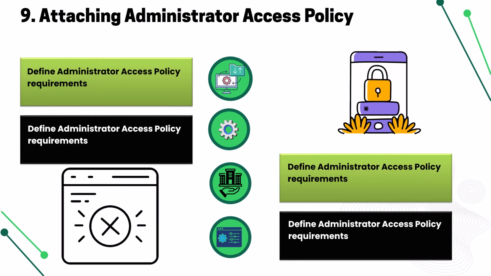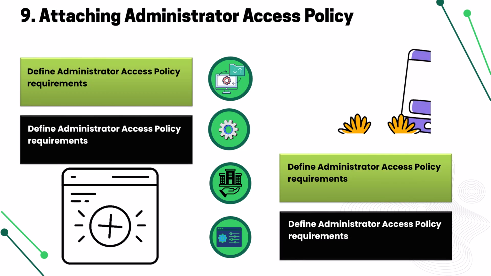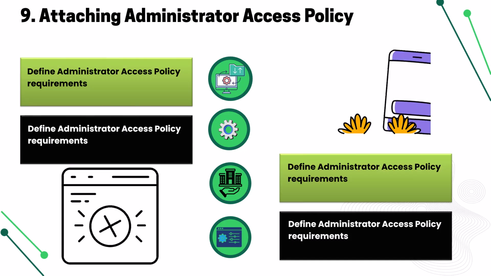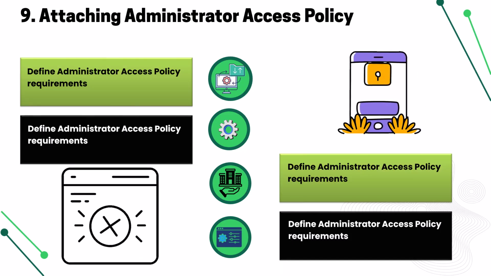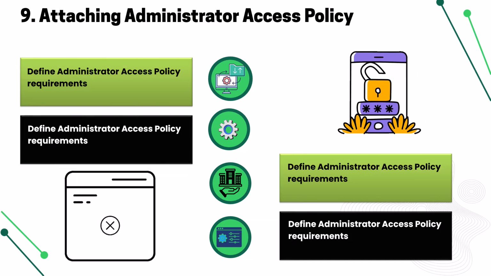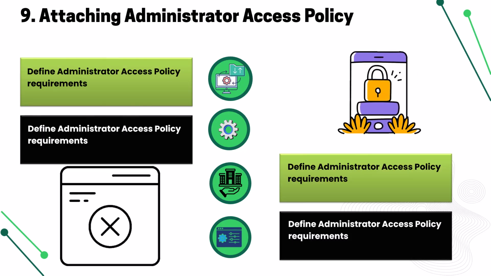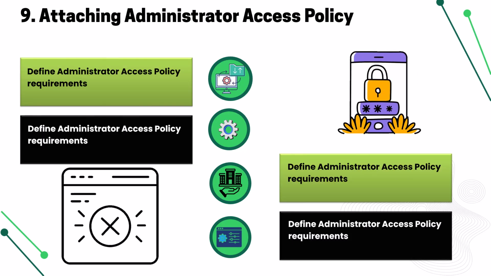Now, let's talk about giving our IAM user some serious power. We're attaching the administrator access policy, which basically gives them the keys to the kingdom. Responsibly, of course. First, we define what access they need, select the right policy, and attach it using the AWS console. And finally, we double-check the permissions because, well, absolute power requires absolute verification.